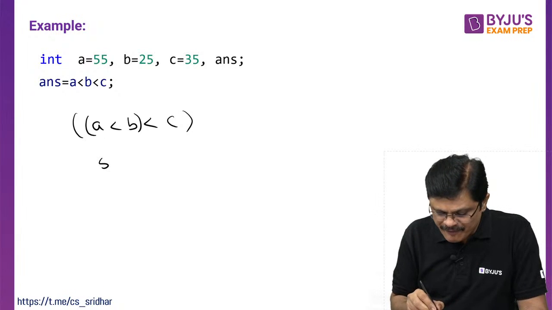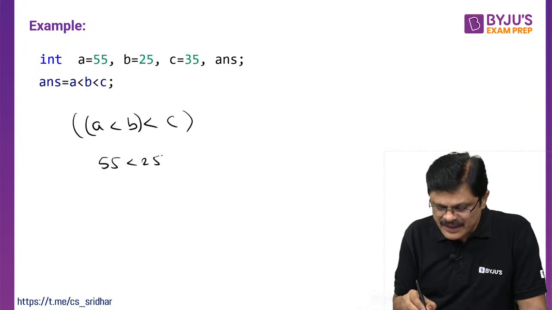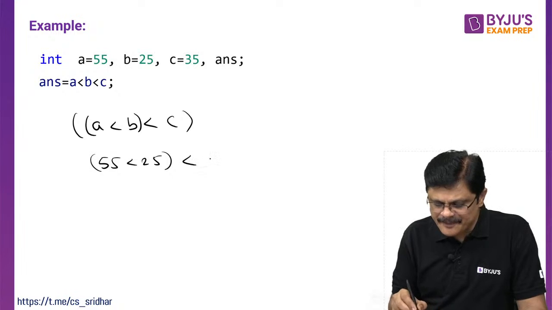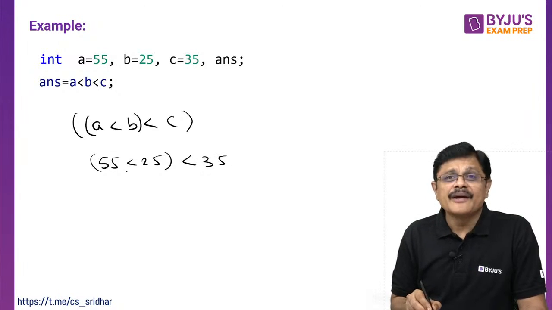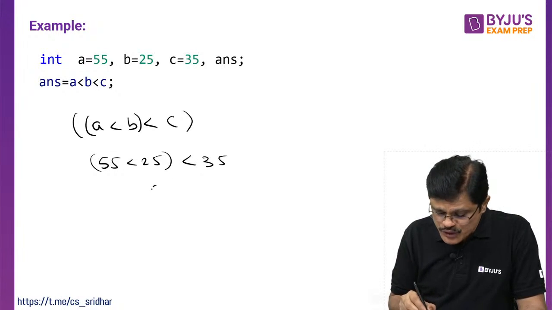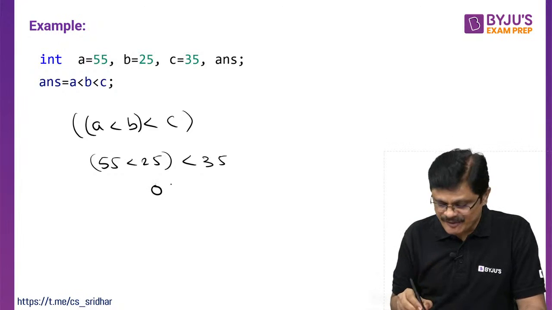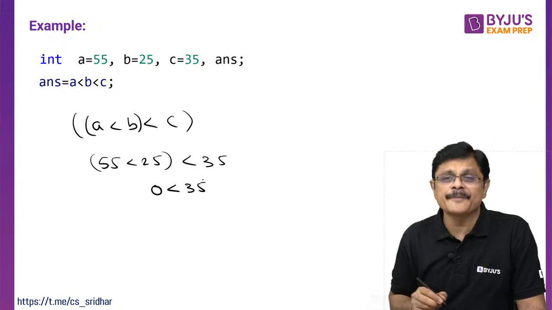So first 55 is compared with 25. Is 55 less than 25? Yes or no? No, so 0 will be returned. So 0 is the answer for this. And is 0 less than 35? True or false?